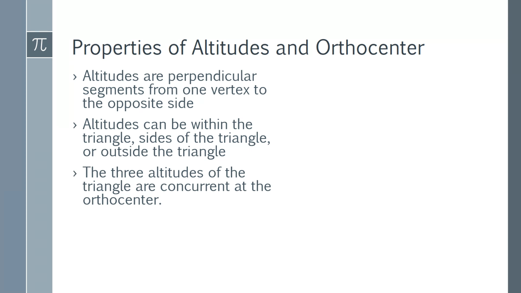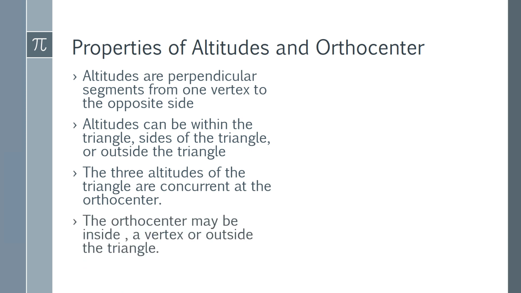we draw all three altitudes. They are concurrent. Again, concurrent means that they intersect at a single point, and that single point is the orthocenter. And the orthocenter may be inside the triangle. It may be a vertex of the triangle, or it could be outside the triangle.